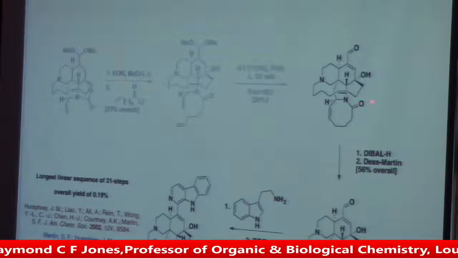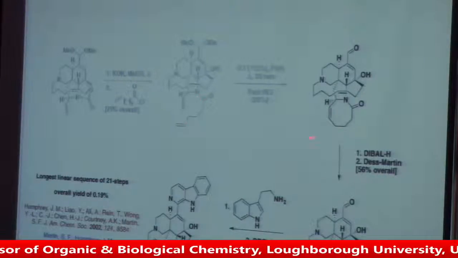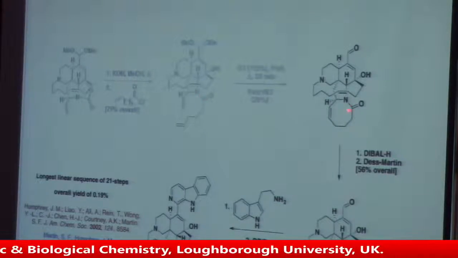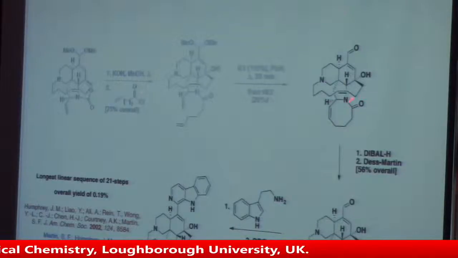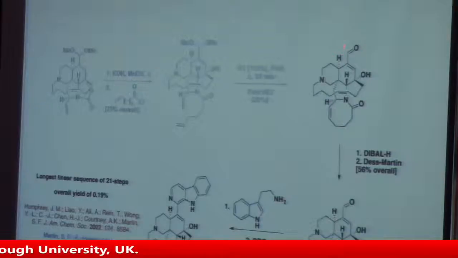You don't need that carbonyl group though. That was there just to bring in the side chain to do the metathesis, but you don't need it. So that amide is reduced. Not surprisingly, it reduces the aldehyde at the same time.